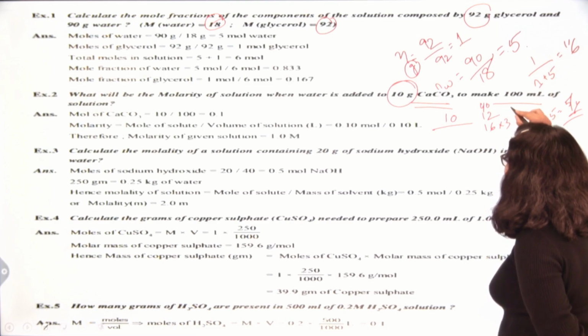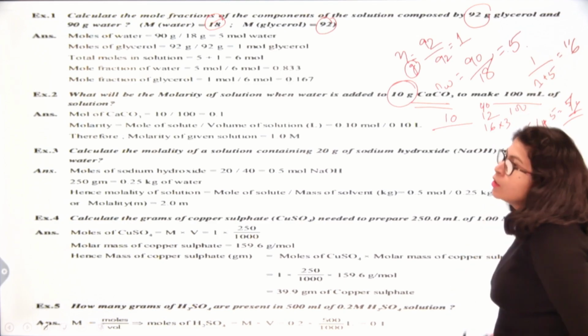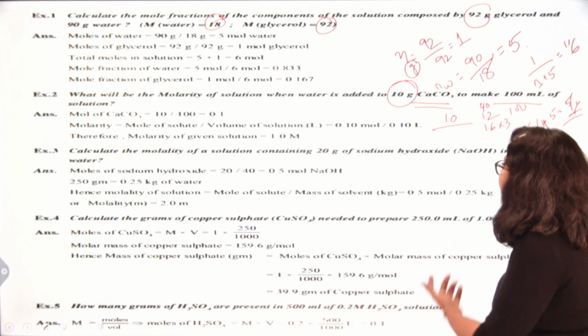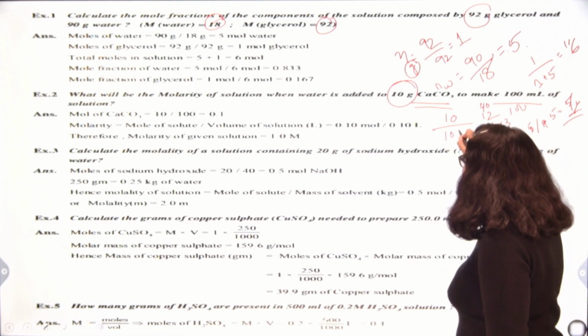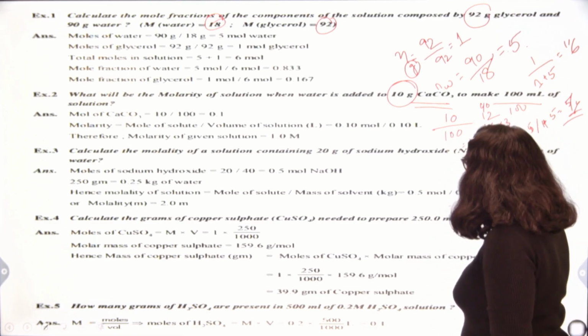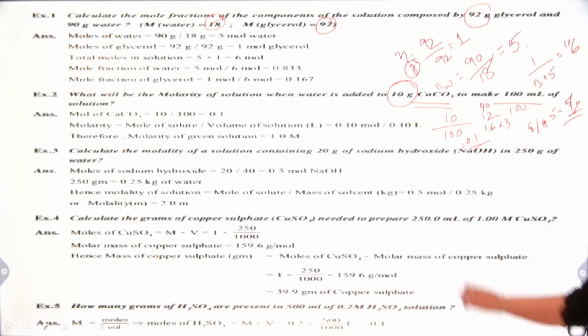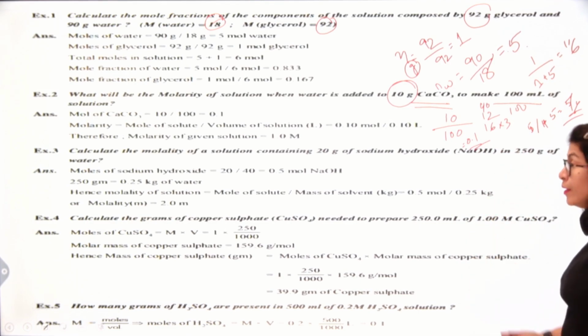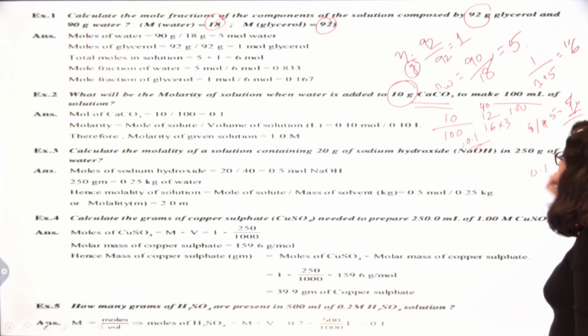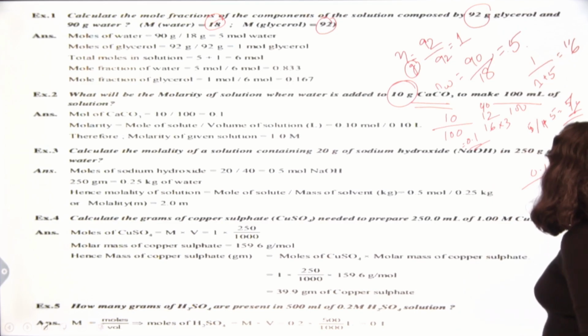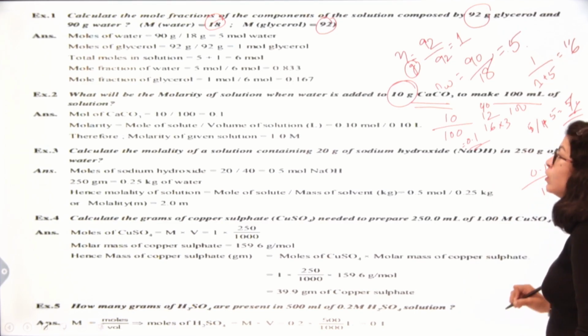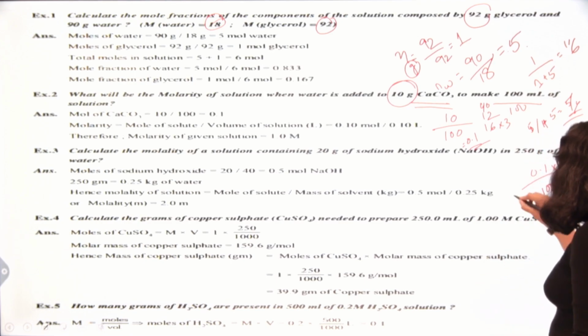So 88 and 12, it is 100. So the molar mass of calcium carbonate turns out to be 100. So number of moles will be 10 by 100, which is 0.1. Now we have to find molarity, which is number of moles by volume in liters. So it is 0.1 and volume is given to us in ml, so we have to multiply by 1000 to make it into liters. So it gets cancelled out and I get 1 molar.